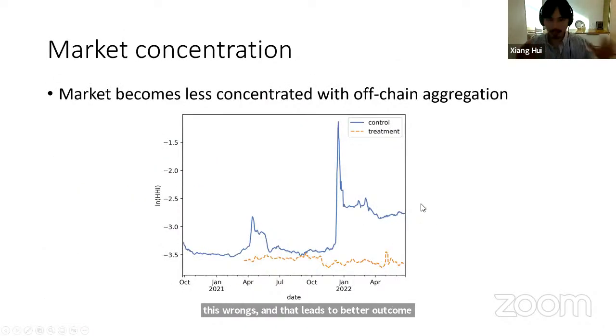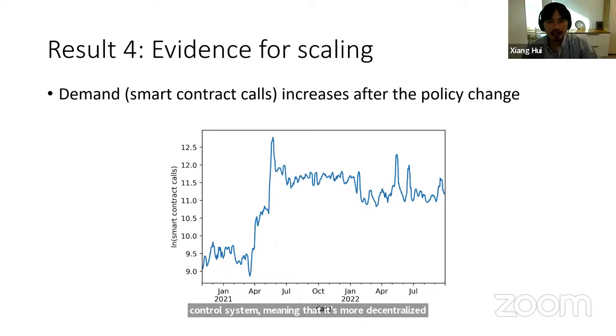Now, this graph plots the Herfindahl index at the market level, in log scale, and you can see that the treatment system has a lower HHI compared to the control system, meaning that it's more decentralized, and it's coming from the fact that more people are able to participate. And lastly, we have some very suggestive evidence for scaling in the sense that the smart contract cost increases over time after this policy change, right? But of course, this is just time series variation, and there could be many other confounders. So, just take it with a grain of salt.